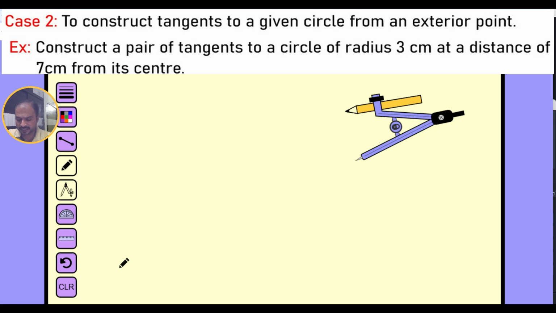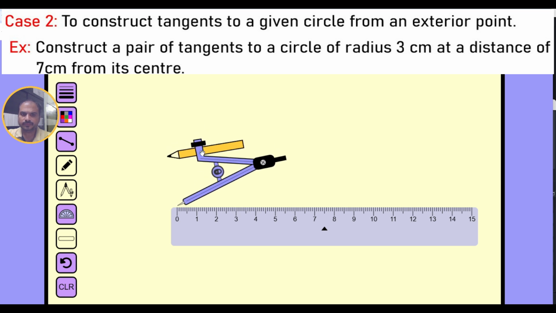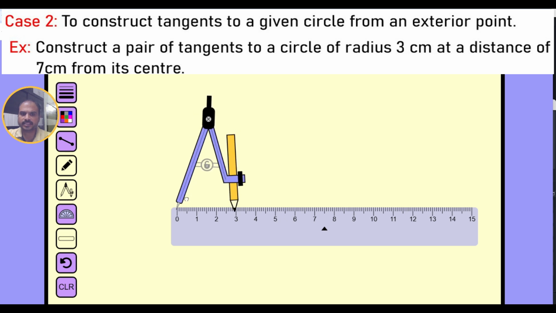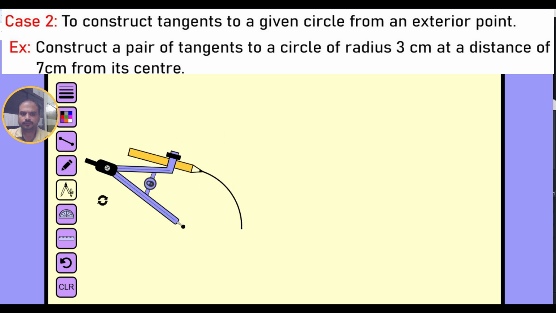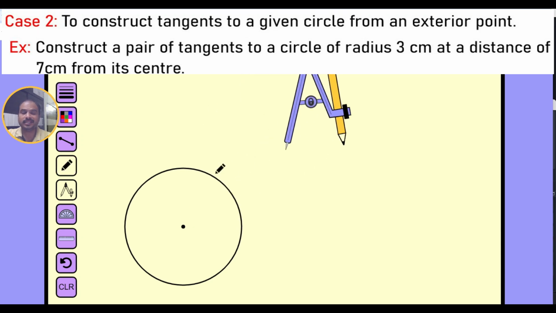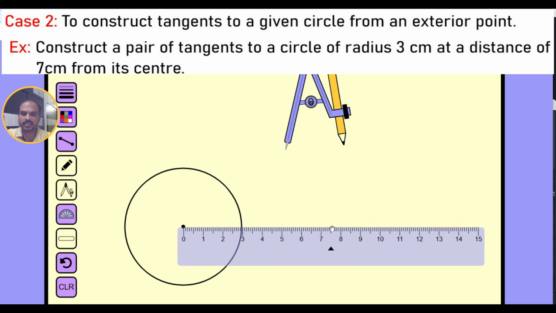So here the question says: construct a pair of tangents to a circle of radius 3 centimeter from a point at a distance of 7 centimeter from its center. So now what I do, I will take a circle whose radius is 3 centimeter. I'll draw a circle whose radius is 3 centimeter children. So this is the circle. Now you have to construct a pair of tangents to this circle from a point at a distance of 7 centimeter from its center. So this is the scale.